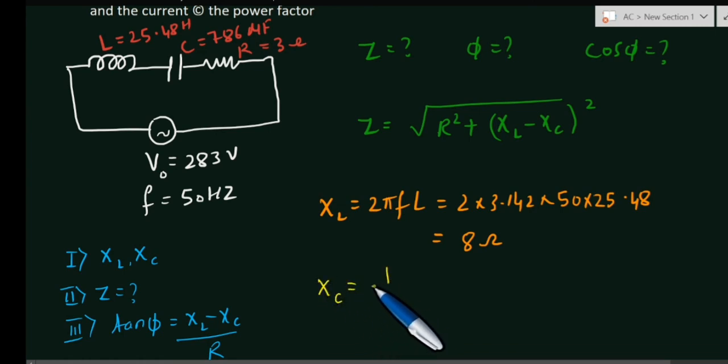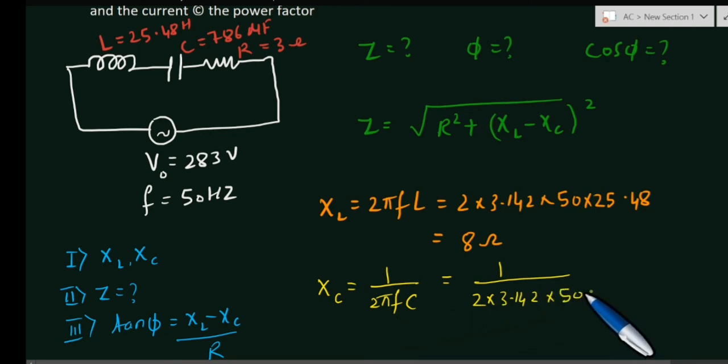Now we will calculate the value of XC. XC is equal to 1 divided by 2 pi f into C. This is equal to 1 divided by 2 into 3.142 into f value given as 50, and C value is given as 786 into 10 to the power minus 6. If you calculate it, the value of XC comes out to be 4 ohm.